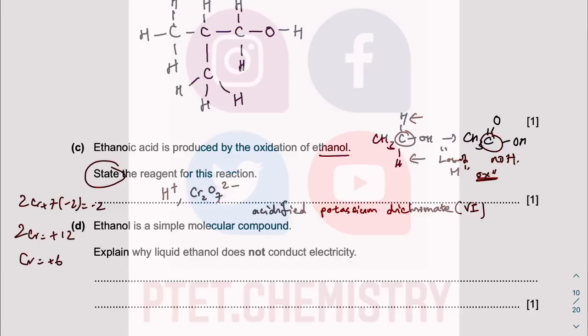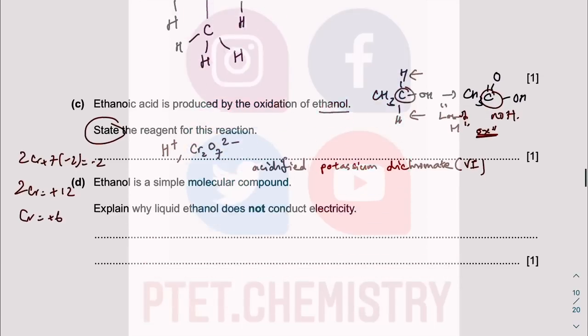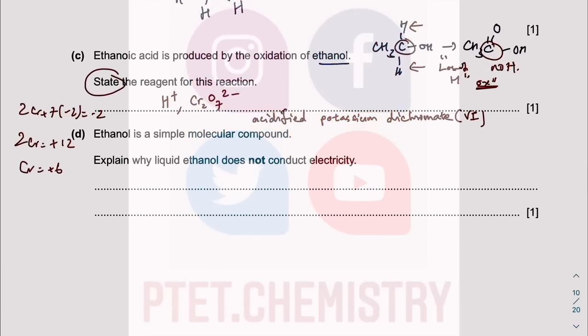There's also an alternative you can use, obviously. There is the acidified potassium manganate 7, but I just happen to like the acidified dichromate 6, so both are perfectly acceptable. You could write the dichromate anion because that's the active species oxidizing agent, or you could write K2Cr2O7, or you could use Na2Cr2O7, all of which are equally acceptable. It might not be stated in the marking scheme exactly, but I can tell you as a chemist, it is acceptable and it will oxidize ethanol to ethanoic acid.